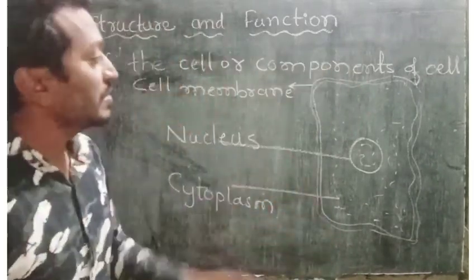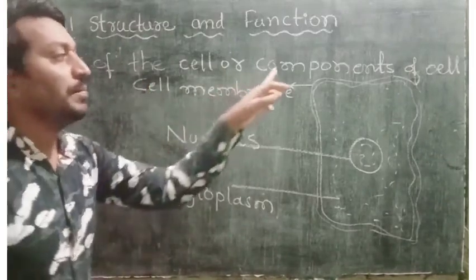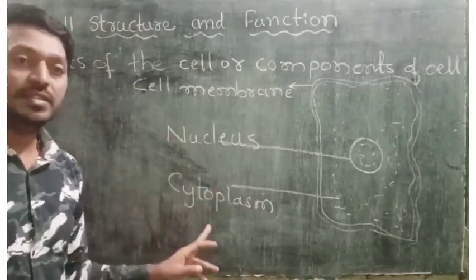So this is some concept about the main parts of the cell, or main components of the cell: cell membrane, nucleus and cytoplasm.